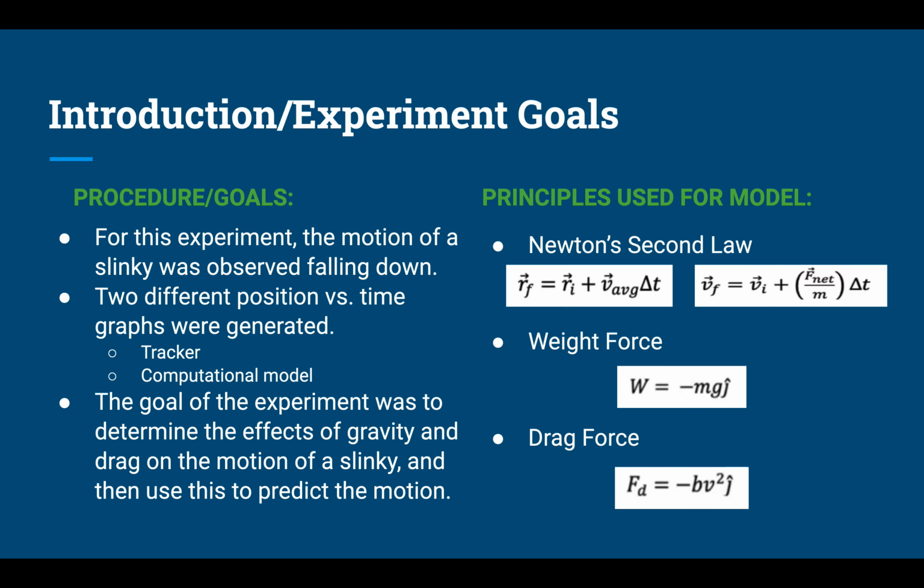So the goal of this experiment was to determine the effects of gravity and drag on the motion of a Slinky, and use this information to predict the motion using a computational model through GlowScript. And on the right, you can see the principles that were used for this model. First we used Newton's second law, which includes the position update formula and the velocity update formula. We also used weight force and drag force, and you can see the formulas underneath the labels there.